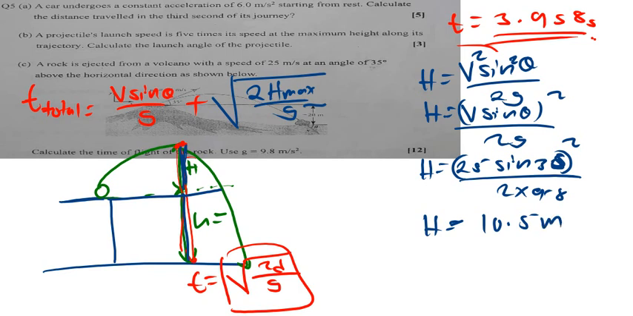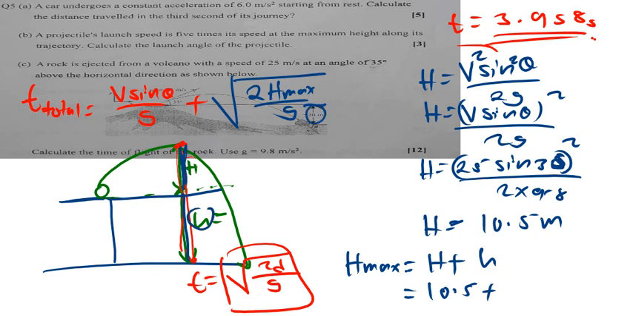Now this h, so to find the h max is going to be the h plus the small h. Now the h is the one I found here, which is 10.5. The small h here is this distance which I've been given. It's negative 20 because it was going from this point here, it's just going down. But in this case, since I want just to get it as positive, I'm going to say plus 20. So I'll end up having my h max to be 30.5.